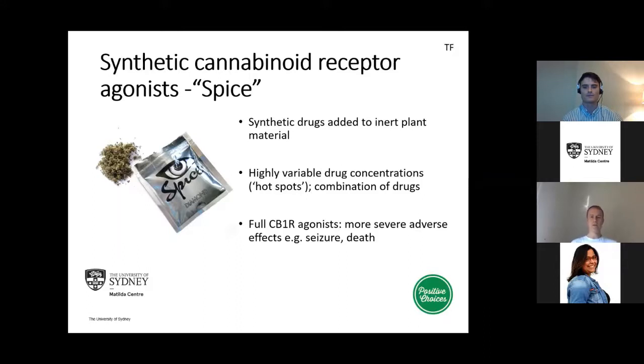And from a pharmacological perspective, these are full receptor agonists at CB1 receptors. And so THC is a partial agonist, and this means it has weaker activity. As a result, these synthetic cannabinoid receptor agonists can have much more severe adverse effects, such as seizure and death. And these are very, very risky and should be avoided at all costs.